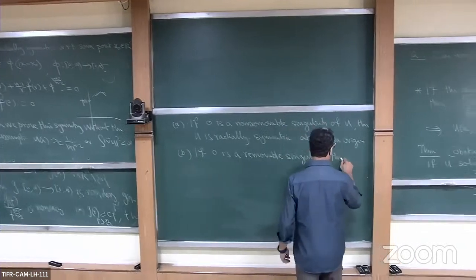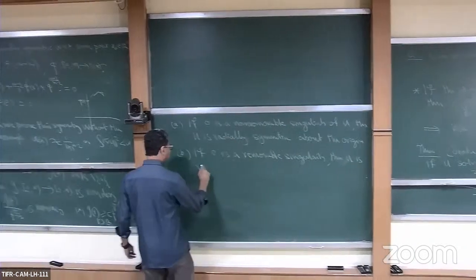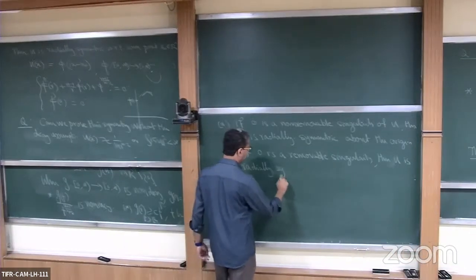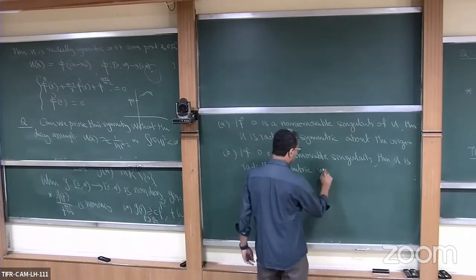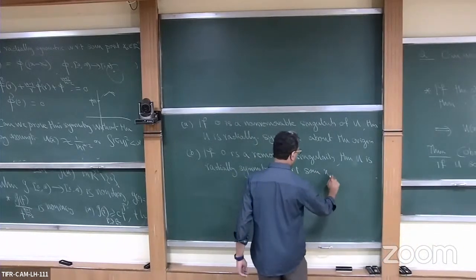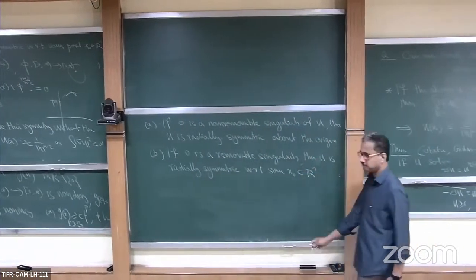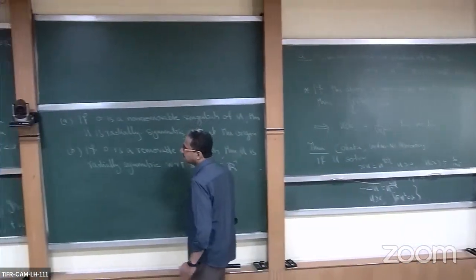Then u is radially symmetric with respect to some x naught.